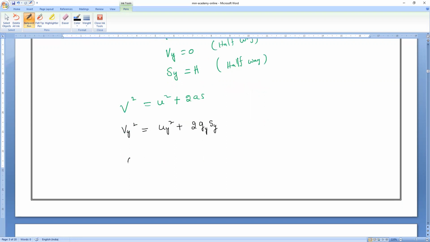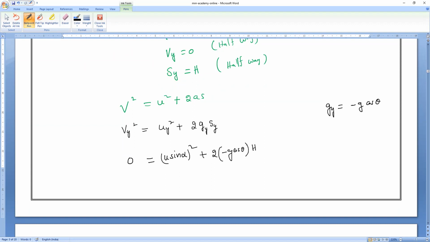So the final velocity, what is that? Zero. Next, initial velocity in y direction: u sin theta, whole square, plus 2 into the acceleration in y direction. How much? Acceleration in minus y direction, minus g cos theta. Yes, minus please. Minus g cos theta. Okay. Next, h means what?